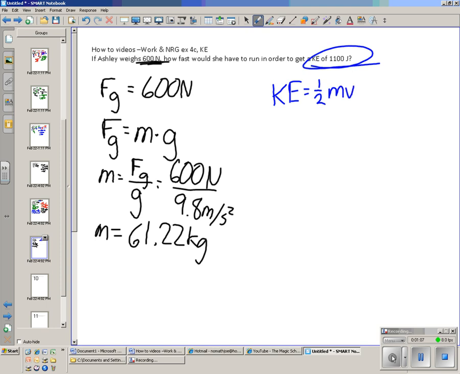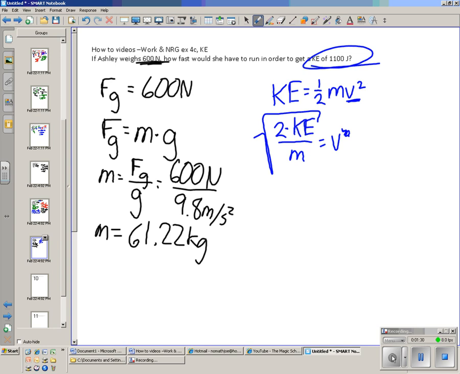Okay, if we move on over and start talking about the kinetic energy, well, we have kinetic energy 1/2 mv squared. In this case, we're not actually looking for kinetic energy. We are looking for the velocity. So let's move everything over so velocity is by itself. So twice kinetic energy divided by m is equal to v squared. And I take the square root of both sides, and I'm left with just plain v.